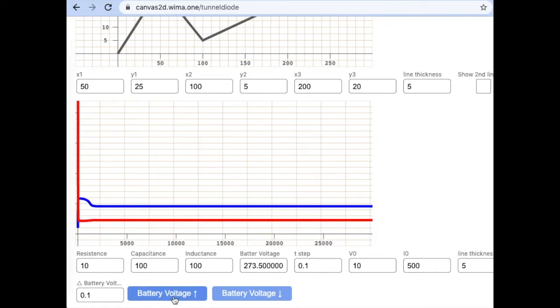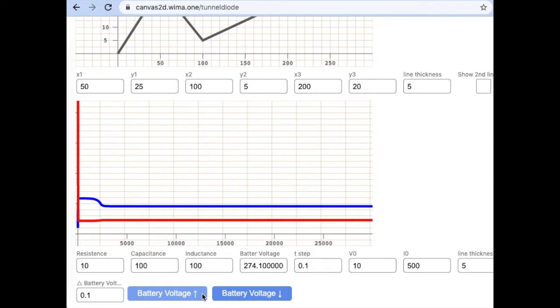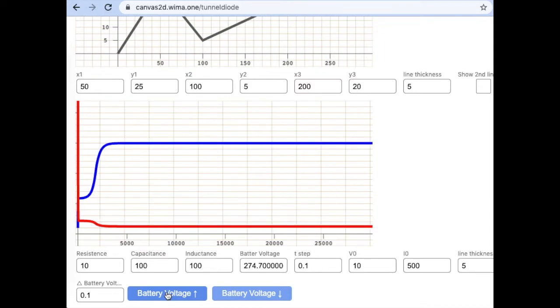Now, let's increase the battery voltage by 0.1, and I change the scale to draw more points. And we see a sudden jump for the blue line. Let me decrease it. Just suddenly increase it, decrease it. Usually, the solution depends on the voltage continuously, but at one point, there's a sudden jump. This is the behavior that I want you to see.